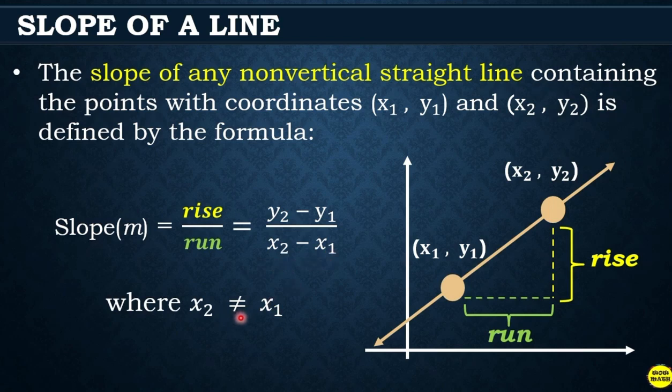So, bakit nga po hindi siya pwedeng mag-equal? Kasi once na nag-equal sila, let's say x sub 2 is 2, and your x sub 1 is also 2. So, 2 minus 2, that will become 0. And kapag nag-0 ang ating denominator, that means undefined. So, kapag nag-undefined, nagiging vertical siya. Okay? So, take note, non-vertical. So, ito po ay gagamitin po natin to find the slope sa any non-vertical straight line. So, remember that your x sub 2 and your x sub 1 should not be equal. Okay?